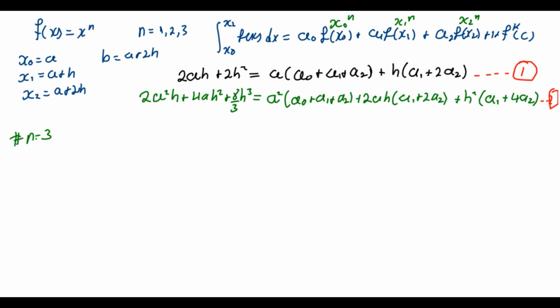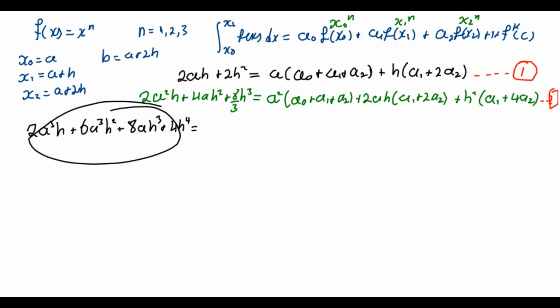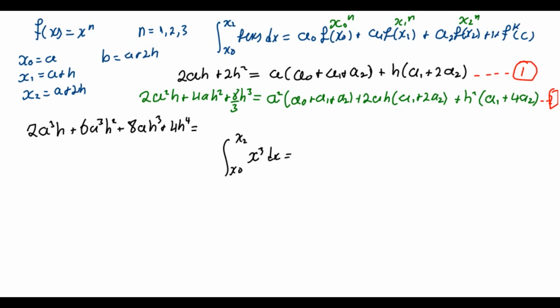Let's see if I can use this space down here. It's going to be 2a to the power 3 h plus 6a to the power 3 h squared plus 8a h to the power 3 plus 4h to the power 4 is equal to. This is as a result of you evaluating the integral here. What I mean is that you have from x naught to x sub 2 of x to the power 3 dx, meaning x to the power 4 divided by 4. After that, you evaluate from x naught to x sub 2, meaning this is going to be more like a b to the power 4.